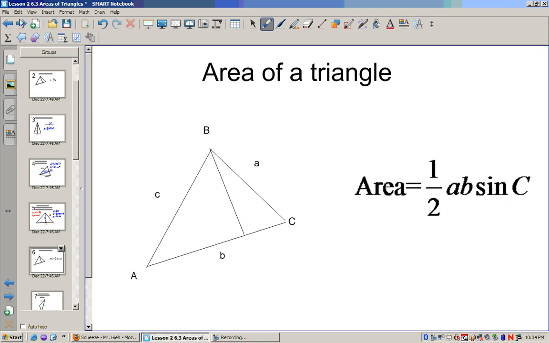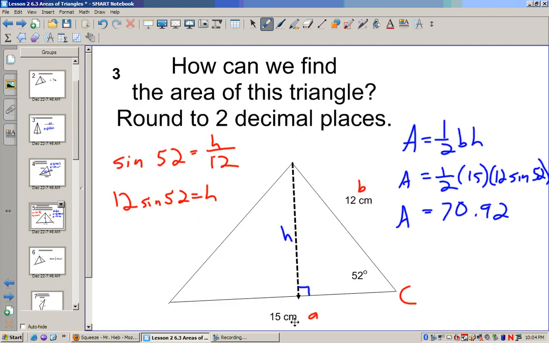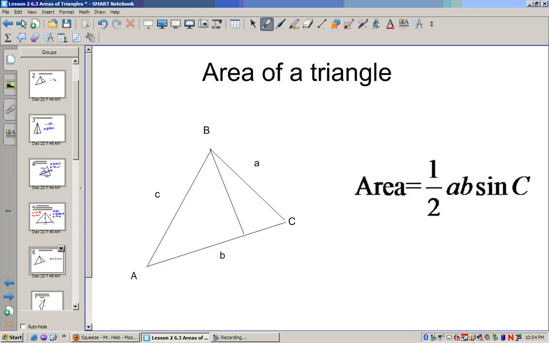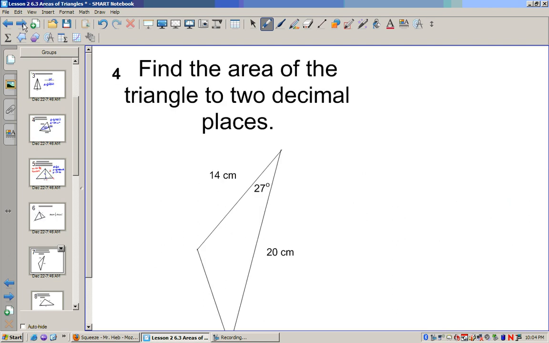It works every time we are in an SAS situation. Notice how we have a side, angle, side, and that's when we can use this formula. All right. So if we want to find the area of this, we have side, angle, side. It works out. So area equals 1/2 AB sine of C.